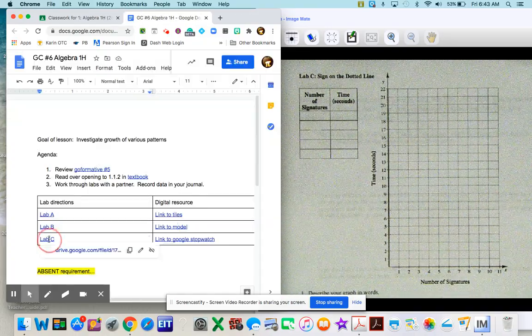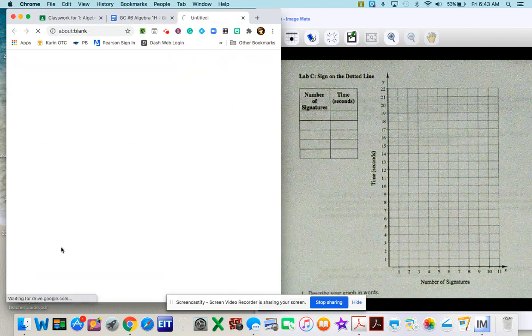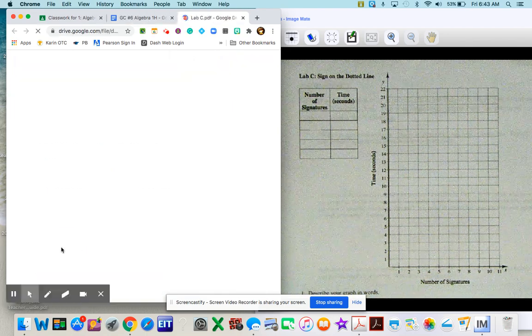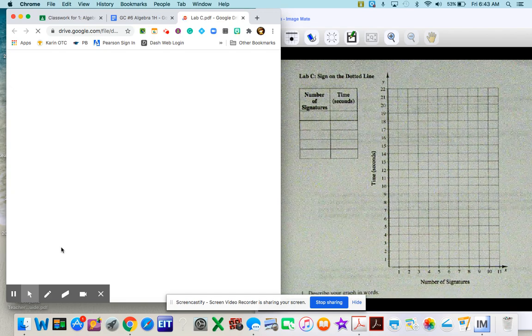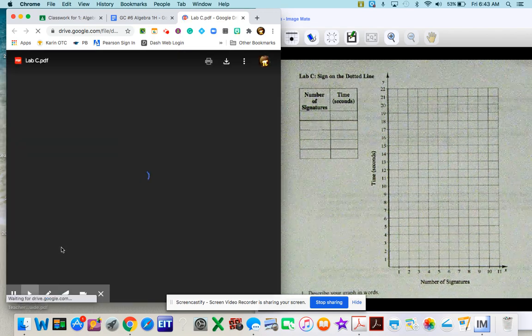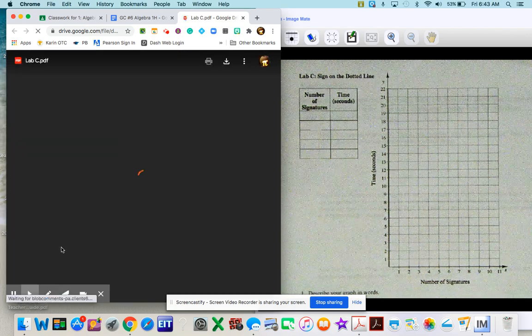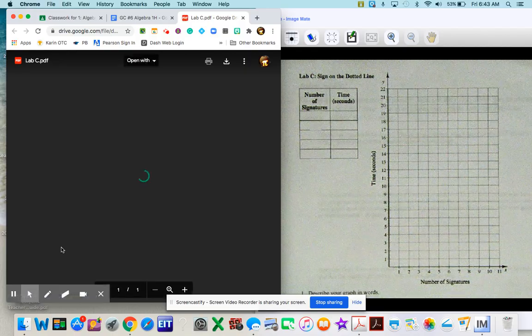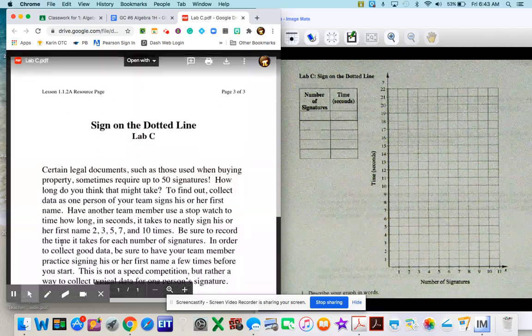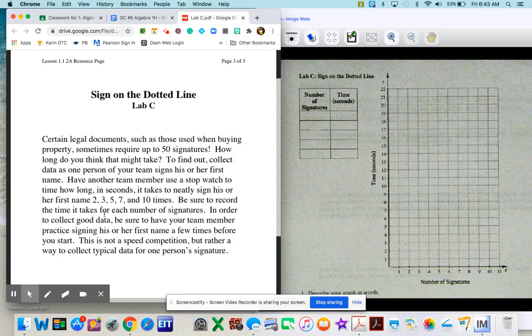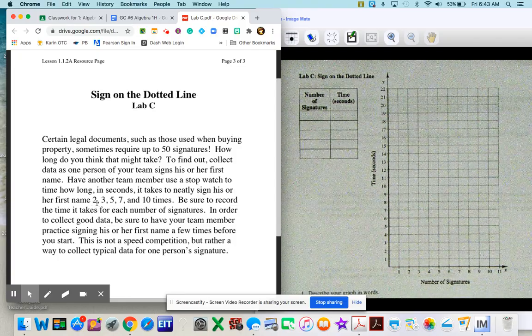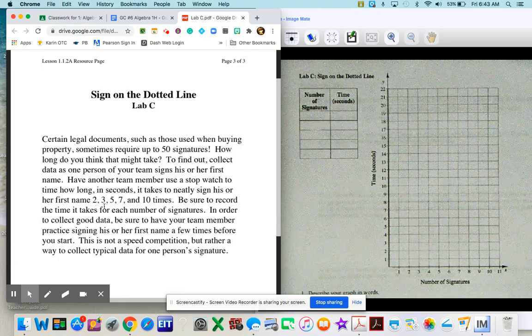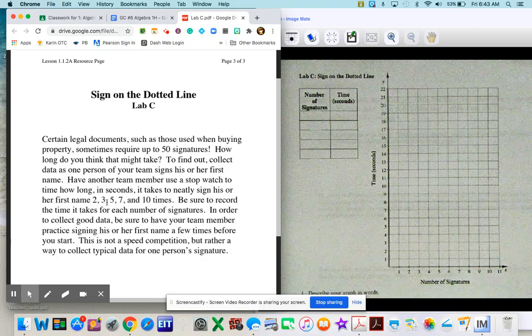Okay, so let's look at Lab C. So in Lab C, what you were supposed to have done is do some timing for how long it takes to write a signature. So you were supposed to write your first name twice, then 3 times, then 5 times, then 7 times, then 10 times, and record it.